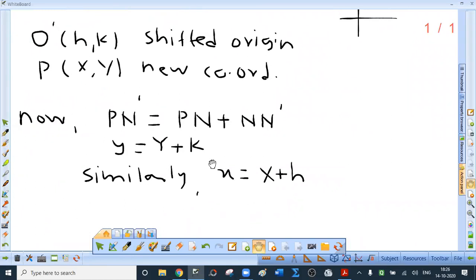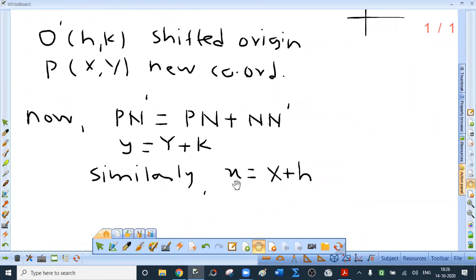Similarly, by drawing a perpendicular on the y axis, we can obtain this relation, small x equal to capital X plus H. So small x equal to capital X plus H and small y equal to capital Y plus K are called the formulae for shift of origin. Right? We can rearrange the terms to get what? Capital X equal to small x minus H, and capital Y equal to small y minus K. So this is the relation between the old coordinate, new coordinate, and coordinate of the shifted origin.